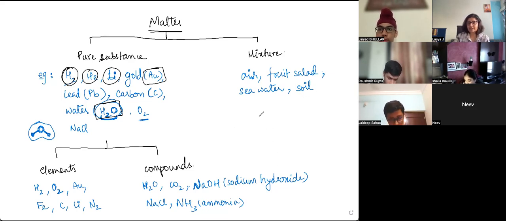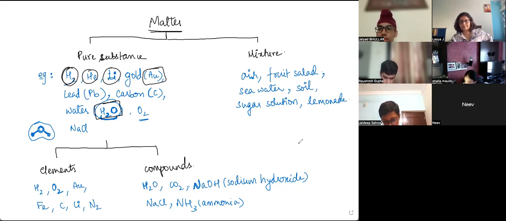Once we study mixtures in detail, then we look at specific differences between compounds and mixtures. From sugar solution, you can extend it: lemonade is a mixture. Lots of examples.